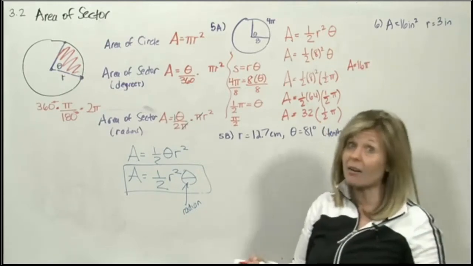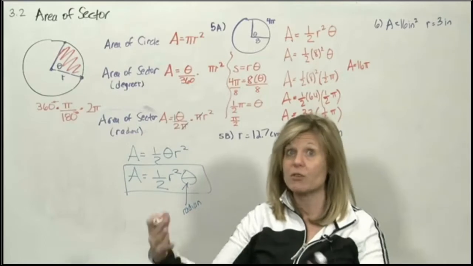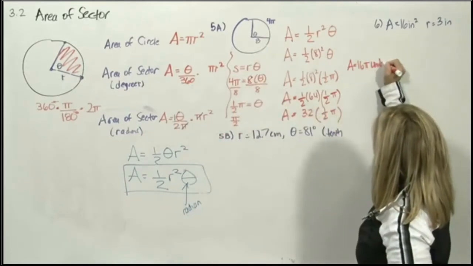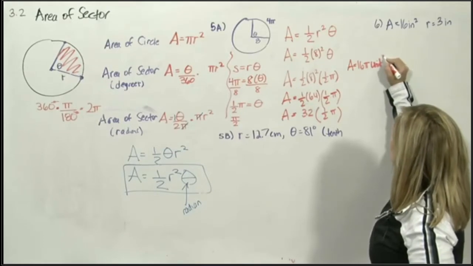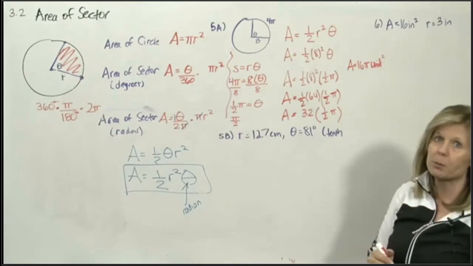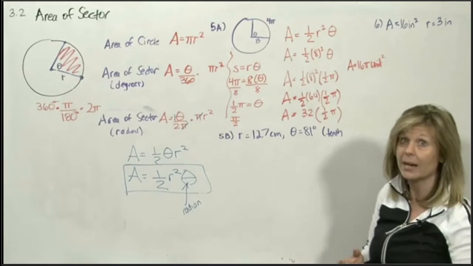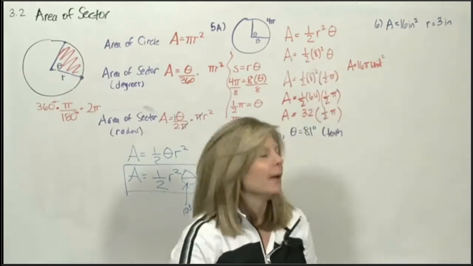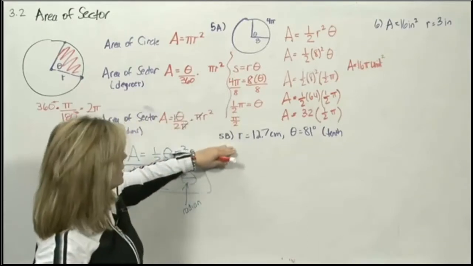Now, because it's area, we need a unit behind it: inches, feet, or centimeters. There is no unit, so we write the word units. But because it's area, we write units squared. So don't forget to put your square when it's area, because you did a radius times a radius, which is a radius squared. All right, let's go to 5b.